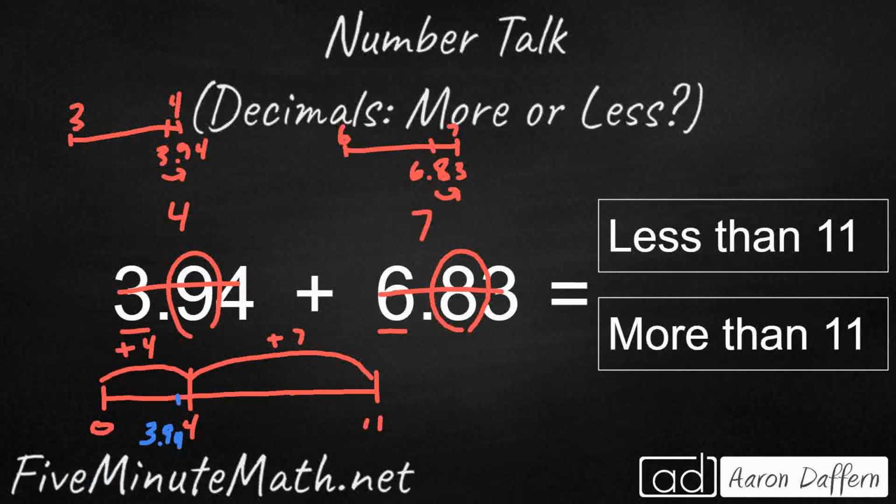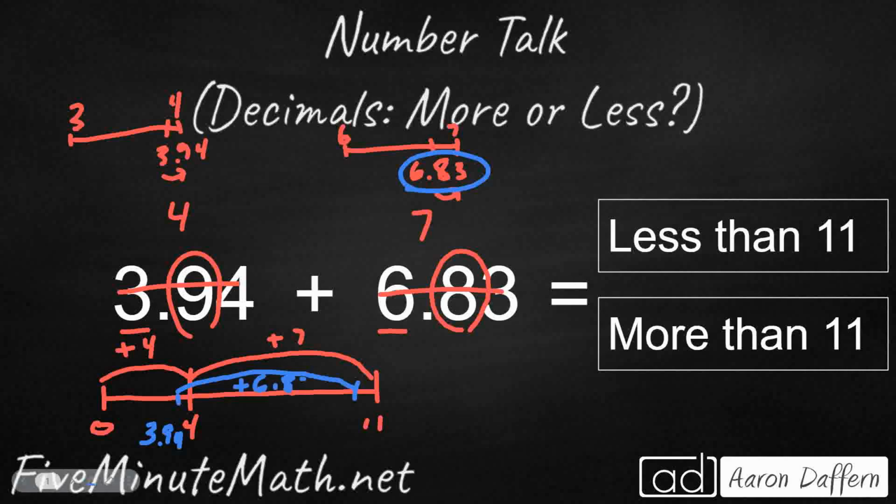And then instead of that full 7 as my second add-in, I didn't get the full 7. It was 6 and 83 hundredths. So it's not quite a full 7, so I'm not going to get that full jump. So I'm going to get a little bit less than that 7.